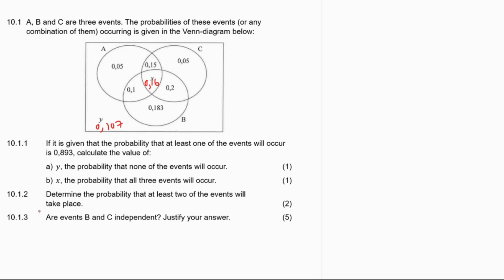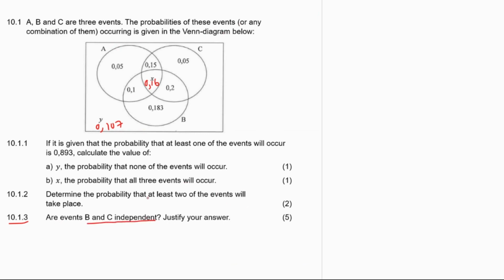Welcome back. Let's do question 1013. A, B, and C are three events. The probabilities of these events or any combination of them occurring is given in the event diagram below. Are events B and C independent?